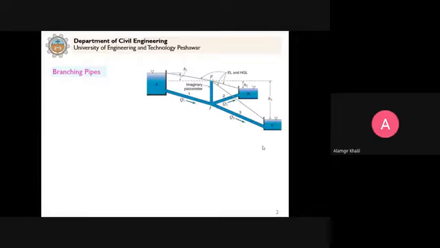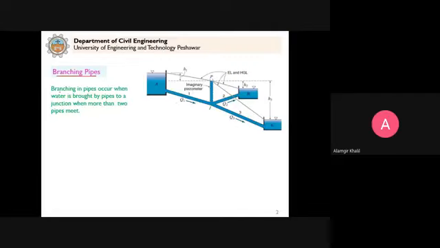So we have branching pipes. In the last lecture, we discussed pipes in series and pipes in parallel. So we continue in that fashion. The next topic is branching pipes. As you can see here, we have 3 pipes. They are connected to each other and the water is flowing through them, and they are connecting 3 reservoirs. Clear?